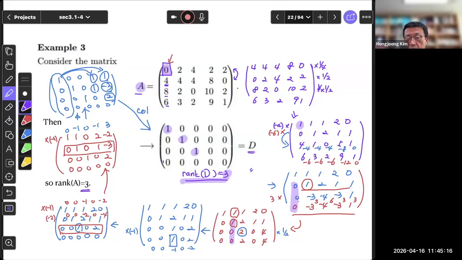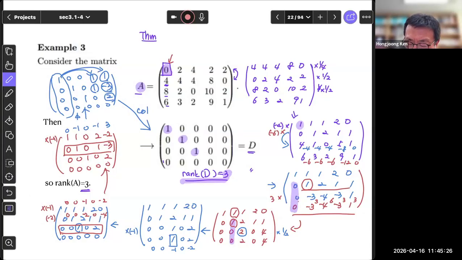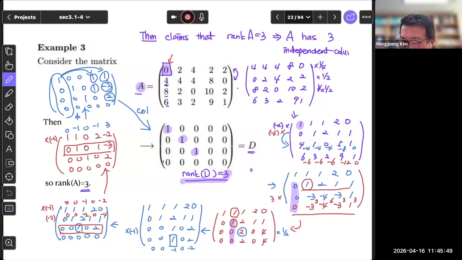Okay? So the theorem we just considered claims that the rank of A is 3, which means A has 3 independent columns. Okay. So that is the claim.